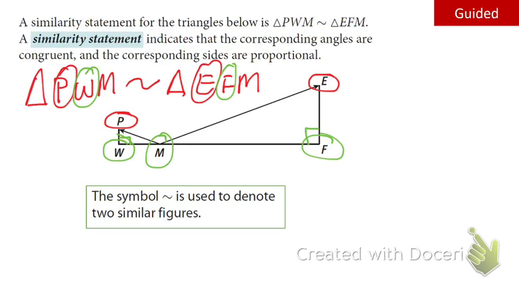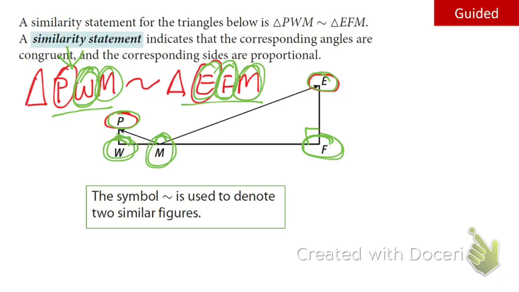So whenever you're writing similarity statements, the angles have to correspond with each other according to how you write it. If I start with P here, then the angle that corresponds with P, which in this case is E, you have to start with E here. If W is your next angle, then you have to use F because it corresponds with W in the next portion of the similarity statement. And then if M is in this position, then you also have to put M in this position.